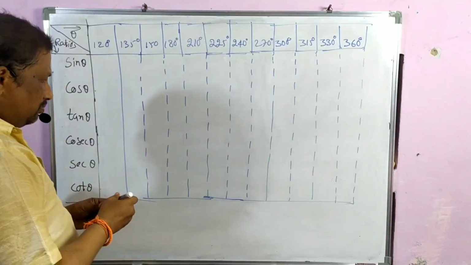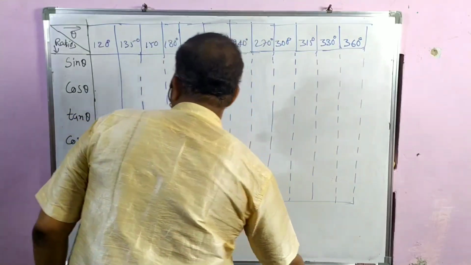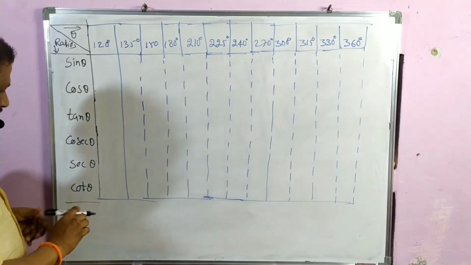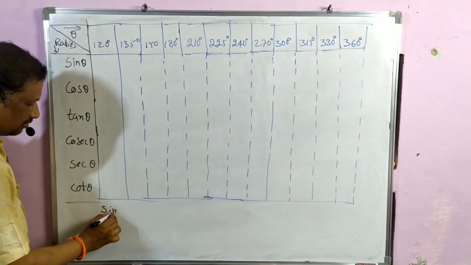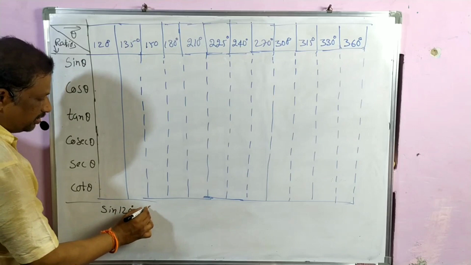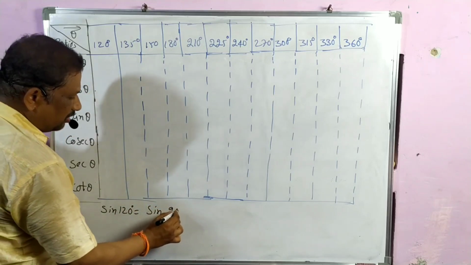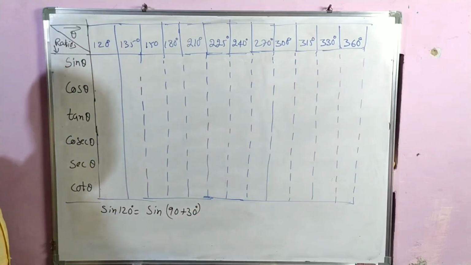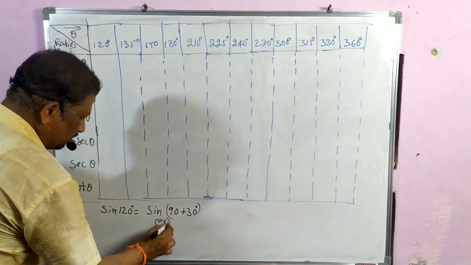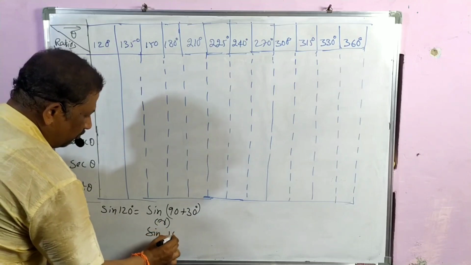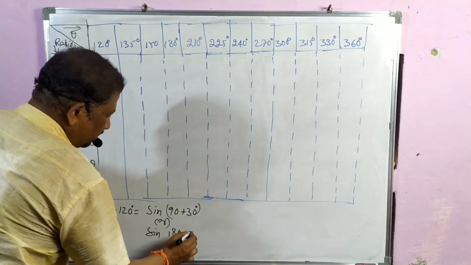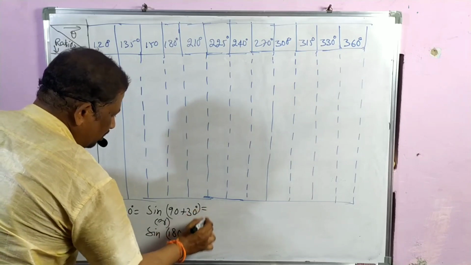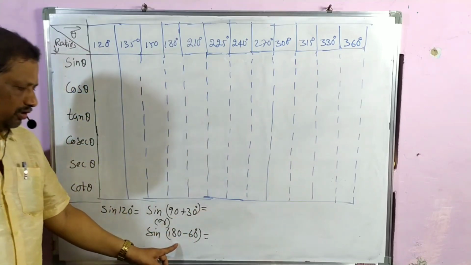Now you see sine 120 degrees. This can be written as sine 90 plus 30 degrees, or sine 180 minus 60 degrees. Both ways we can do. It is operating on the y-axis, or it is operating on the x-axis.